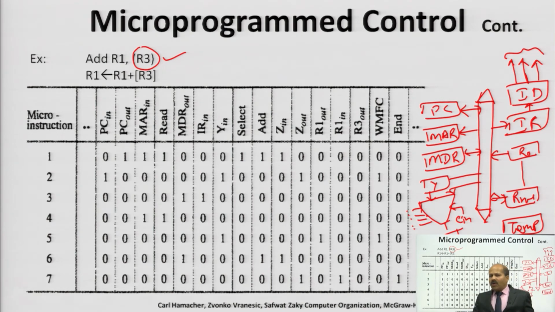Now, accordingly, if we take the example of this instruction, what are the control steps required to execute it? Based on the control steps, for example, in the first step these components are working. So, we will assign 1 and the remaining zeros. In the second step you can see the PC in was enabled, Y in is enabled, Z out was enabled and the WMFC signal was enabled.